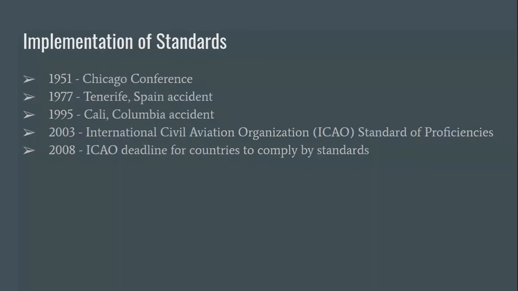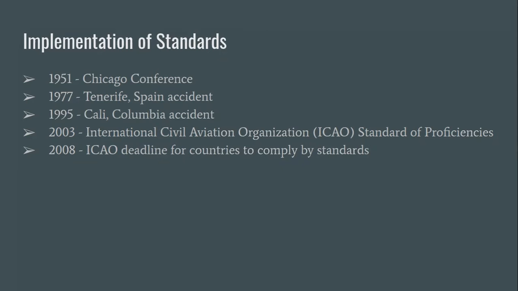In 1951, the Chicago Conference established the International Civil Aviation Organization, or ICAO, which is now the governing body for 192 member states. At this conference, they also established English as the official language of all radio telecommunications. This means that all radio communications between pilots and air traffic control must occur in English or at least be available in English. As you can see, much more recently, in 2003, the International Civil Aviation Organization established standards of proficiencies, which we will discuss later in the presentation.